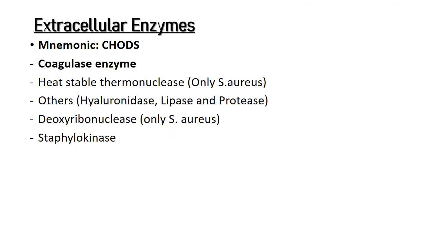Talking of our last virulence factors, which are the extracellular enzymes, you can use my mnemonic CHODS. C is simply for coagulase enzyme, which is the high yield factor that you must know. And then you have the heat stable thermonuclease, at least according to the text I'm using, they're saying only Staphylococcus aureus has this. And then we have other enzymes such as hyaluronidase, lipase, and protease. And then we have deoxyribonuclease, which is also only found in Staphylococcus aureus. And then we have staphylokinase.